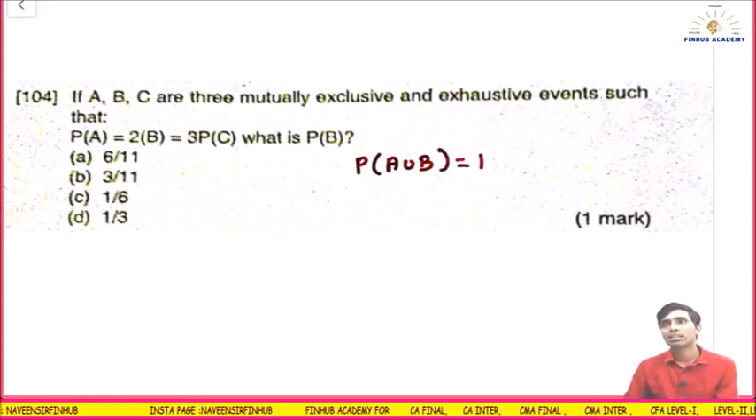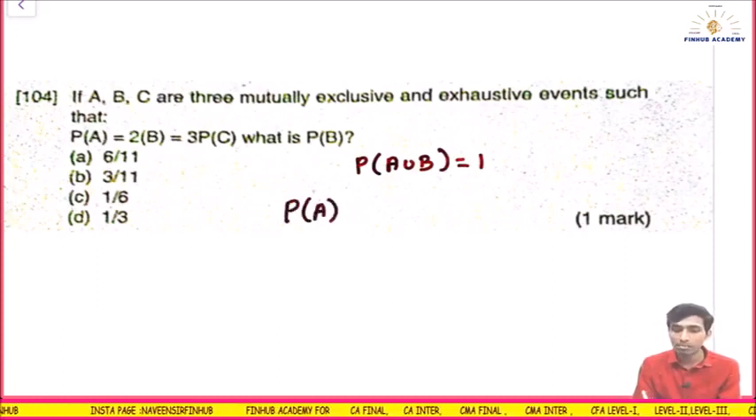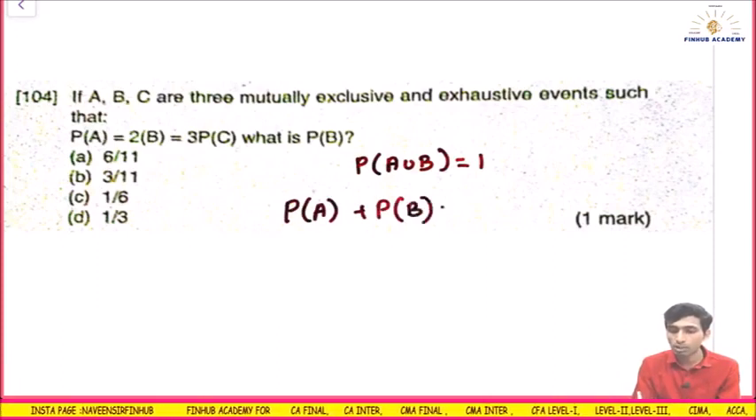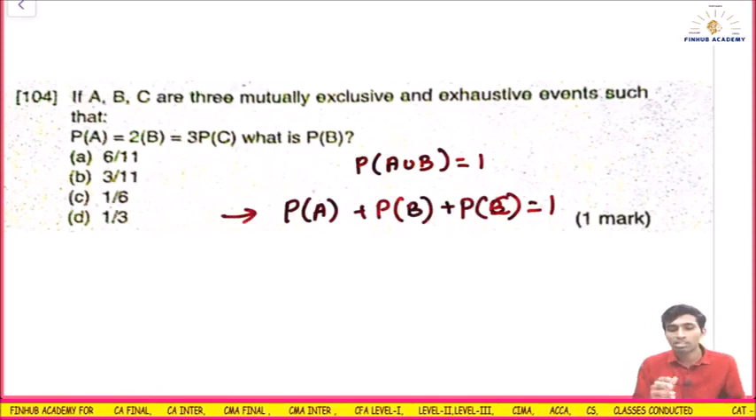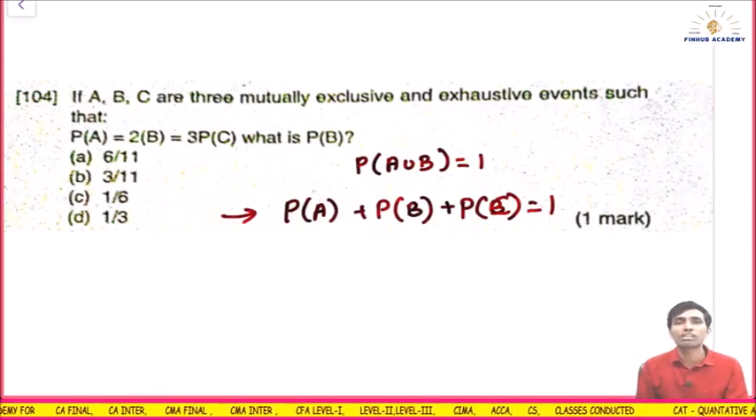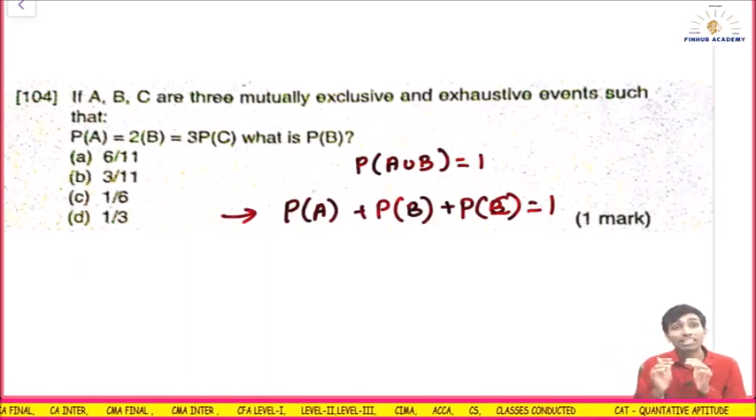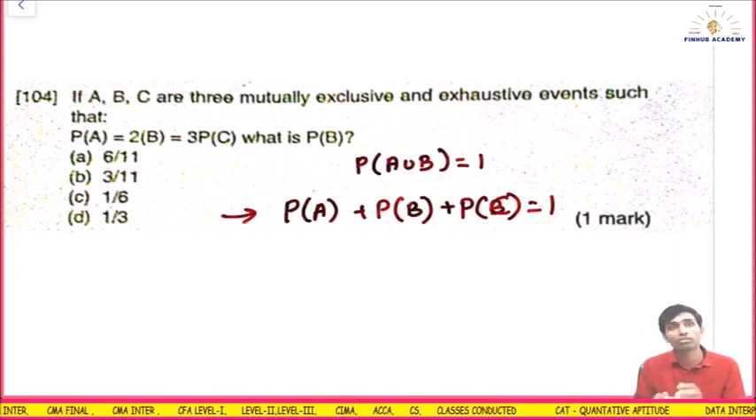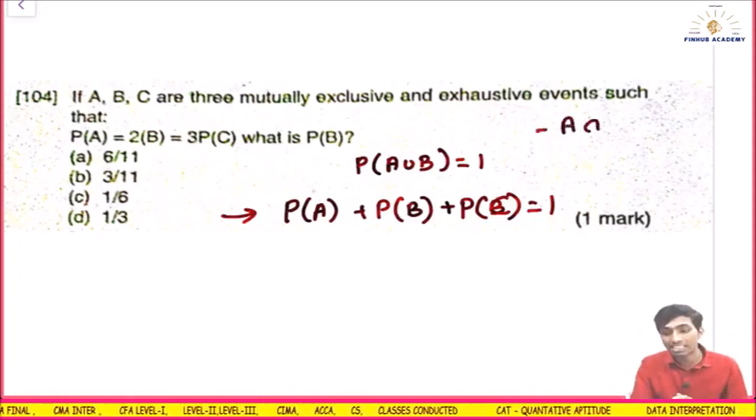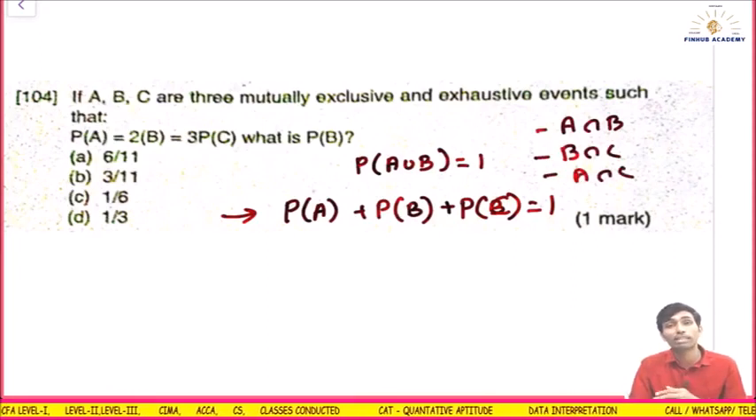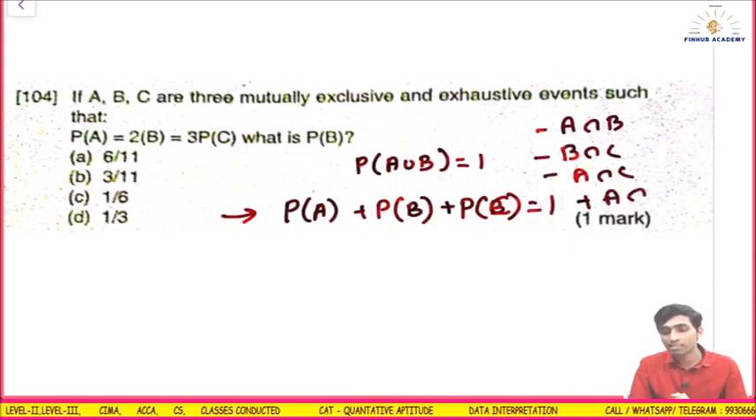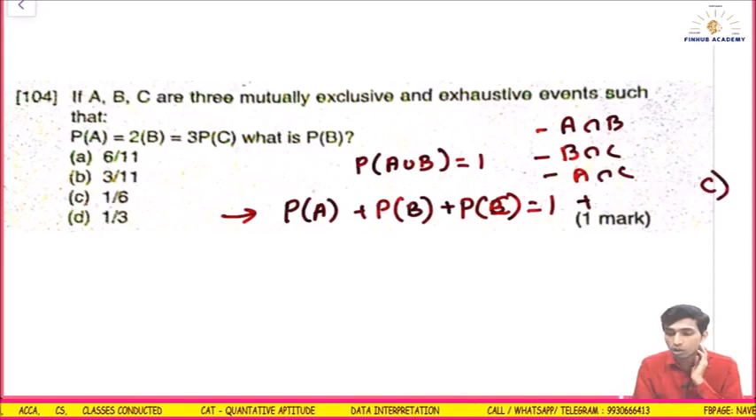So understand this. Ultimately probability of A plus probability of B plus probability of C should be what? Equal to 1. Okay. So ultimately this is the formula, because they are mutually exclusive. That means intersection is not there. Intersection is 0. If they were not mutually exclusive, then I would minus probability of A intersection B, B intersection C, and A intersection C, and add A intersection B intersection C. This would have been the formula, but all intersections are what?